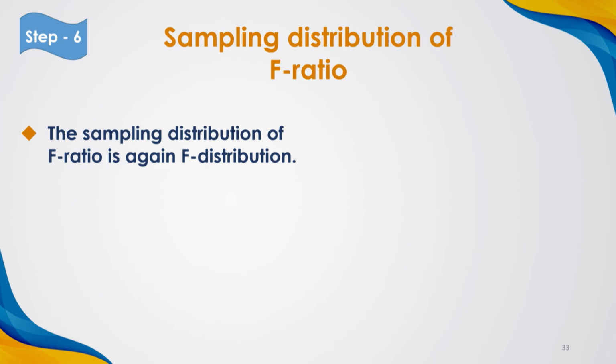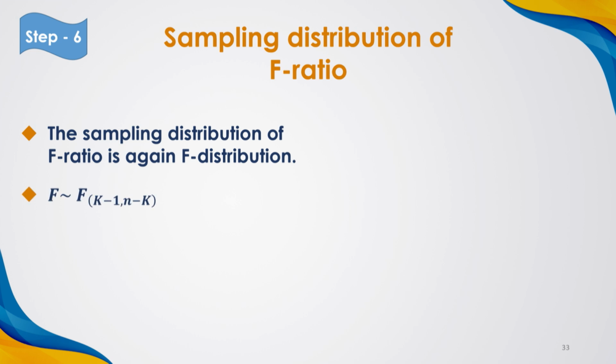In the previous video, we stated the null and alternative hypotheses, and based on that we computed a test statistic. In any testing of hypothesis procedure, the test statistic must follow a sampling distribution, for example t, F and chi-square. In the same way, the sampling distribution of the F ratio is an F distribution.